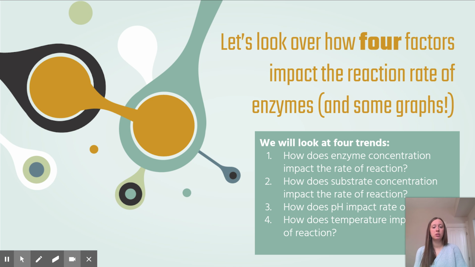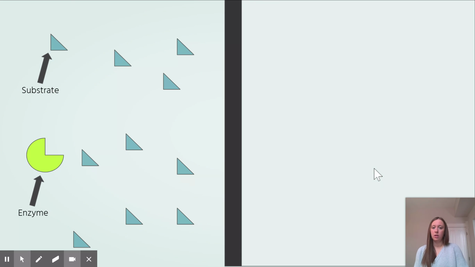Rate of reaction or reaction rate, those are synonyms, and it's talking about how fast a reaction happens. The faster the rate, the faster it's going to happen. The slower the rate, the longer it's going to take. So let's go ahead and look at this first trend. This first trend is looking at how enzyme concentration impacts the rate of the reaction.